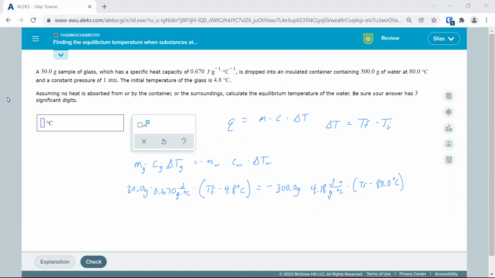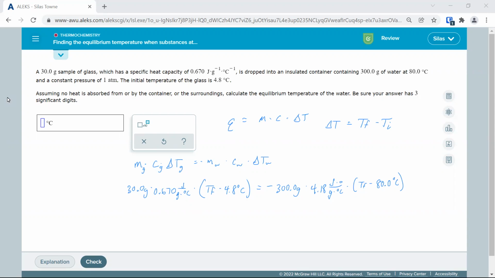Now, we have a little bit of a gut check here. The glass was at 4.8 degrees. The water was at 80. The final temperature should end up somewhere between those. It should not be negative. It shouldn't be 85 degrees or 100 degrees. It should be between 4.8 and 80. Now the mass of the water is much higher, so I would guess that it's going to be closer to the 80 than the 4.8, probably 70 something, 76 or something like that would be my guess. Now I need to solve and figure out if that's what I get.